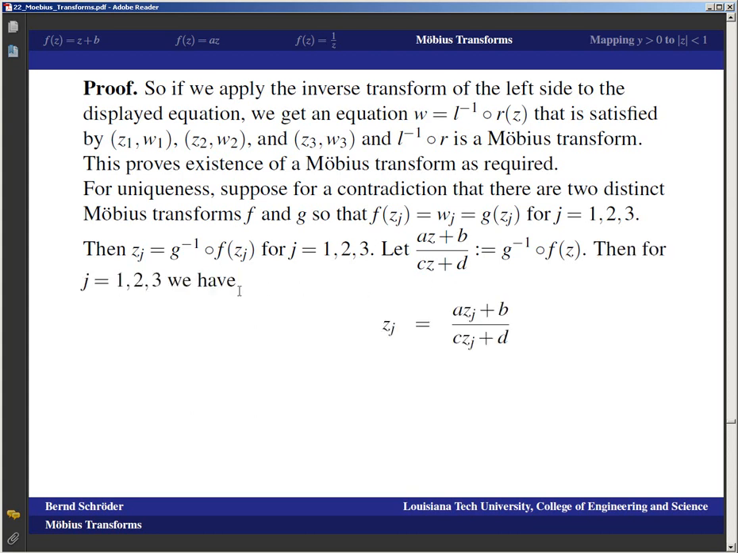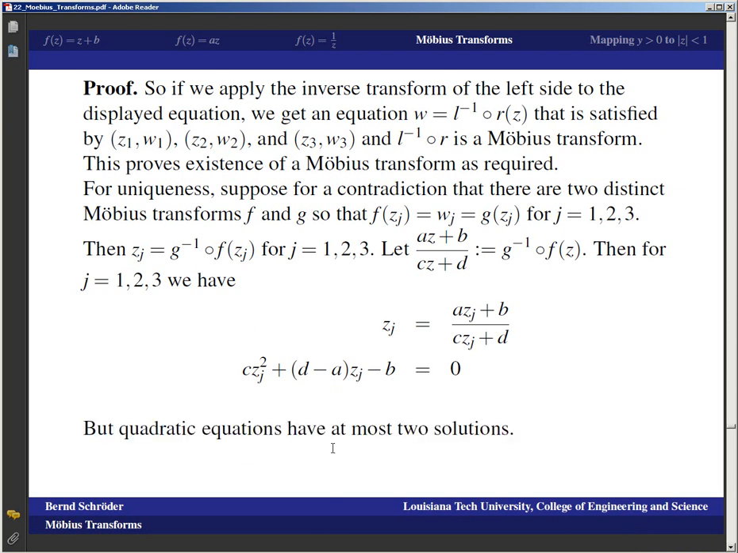So that would mean for j equals 1, 2, and 3, we have zj equals azj plus b over czj plus d. And if I multiply that over, I get czj squared plus dzj minus azj if I bring that over, and the plus b should be a minus b. And yeah, now it is a minus b, and that's supposed to be equal to 0 on the right side. But notice that quadratic equations have at most 2 solutions, and this equation is supposed to be satisfied for 3 distinct points.